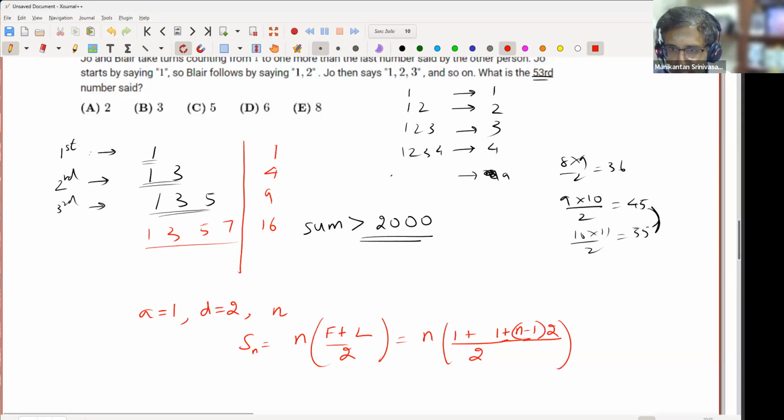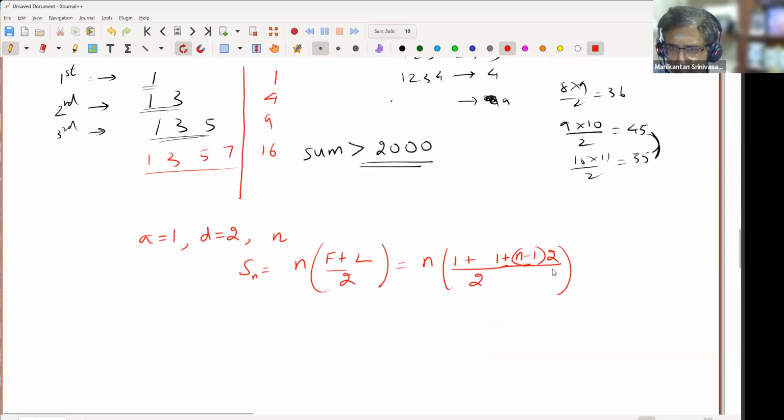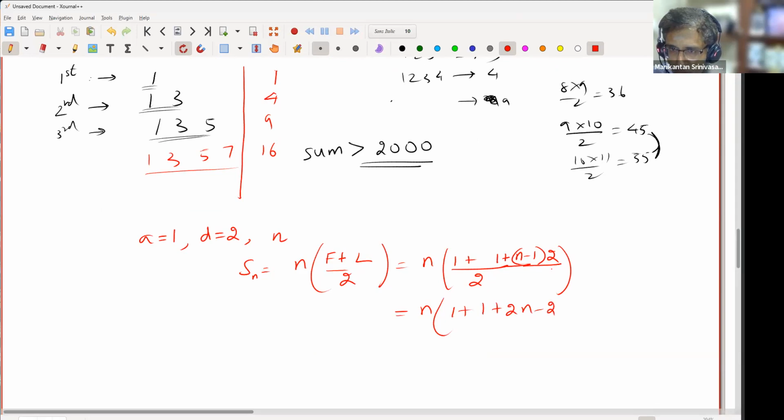Okay, let's see what this adds up to. So this adds up to n into 1 plus 1 plus 2n minus 2, whole divided by 2. So this nicely cancels out, leaving n square. That's how you get that the sum of odd numbers is n square. You can prove it just by simple arithmetic progression. Navia, you could have proved this as well, right? All of you could have proved this using sum of terms in arithmetic progression. Suhani, you as well? Veer?